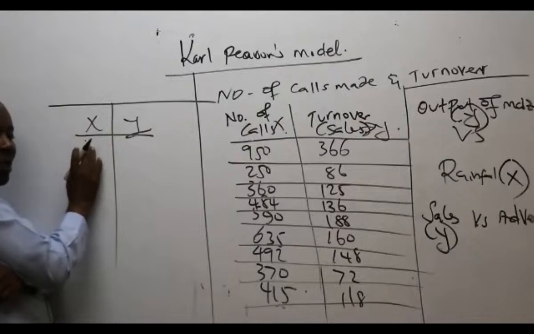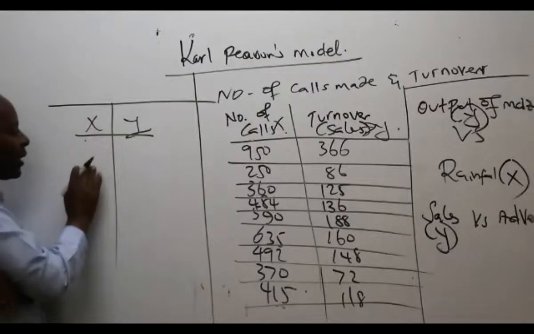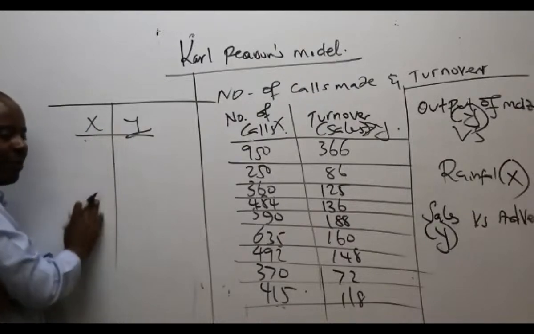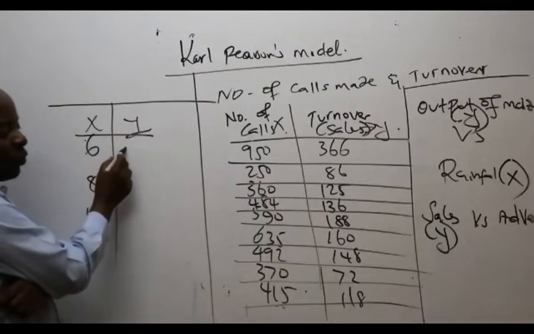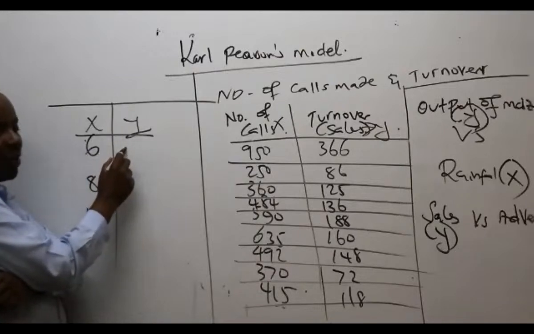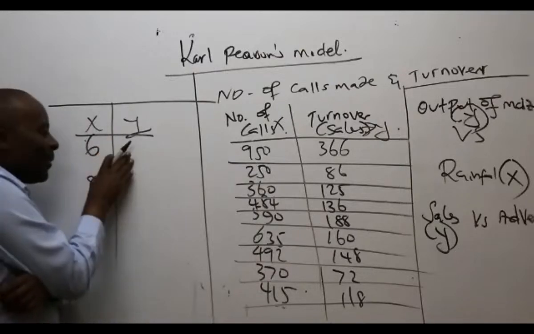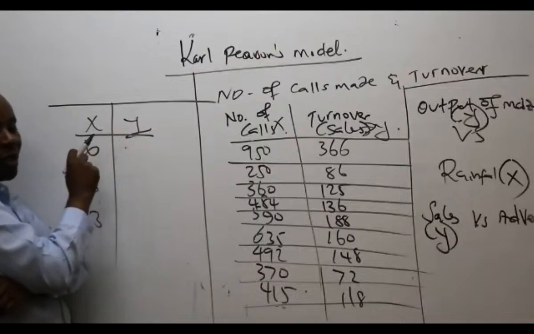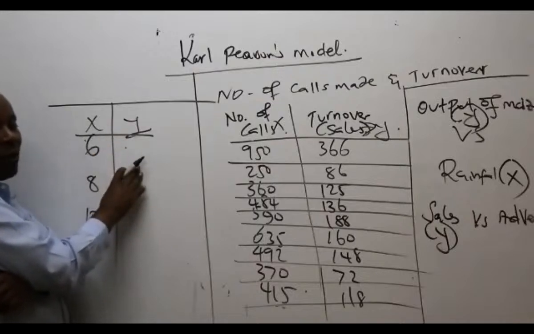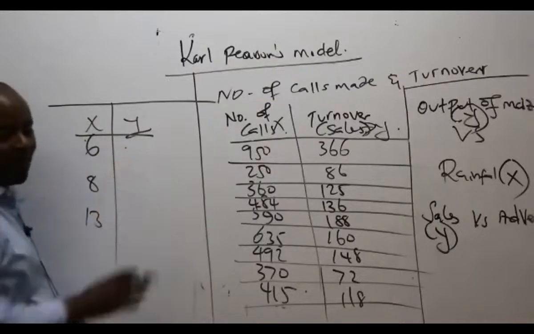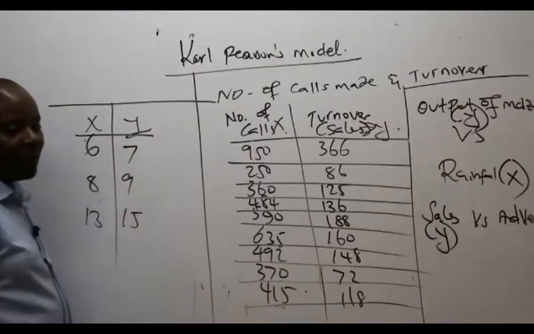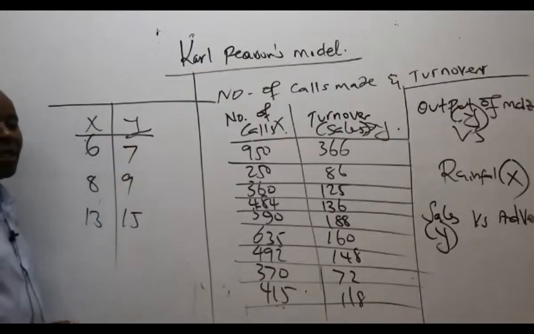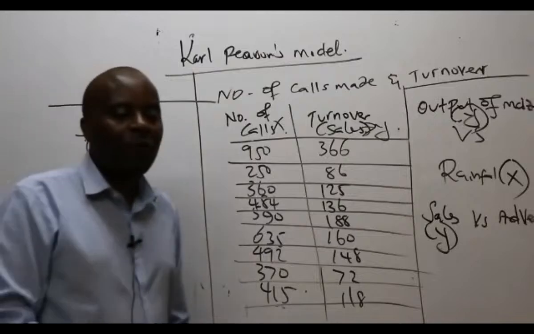No, I don't want the summations. I want the individuals. I want the individual items. Was it 6, 8 something? 6, 8 something. 6, 8, 13. How about the Y parameters, the Y metrics? So it is 7, 9, 15. 7, 9, and 15. So the gentlemen will take exactly 5 minutes break.